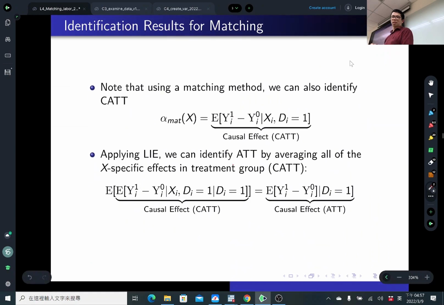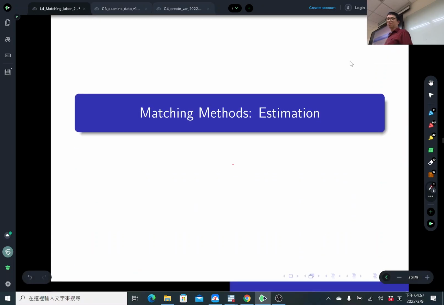Okay, and similarly, you can just focus on the treatment group, this subgroup, and within the subgroup also have female and male. You just take average. And you can also get a causal effect for the treatment group. And very similar for the control group, causal effect for the control group. Okay, so that's very similar. Okay, so any questions?